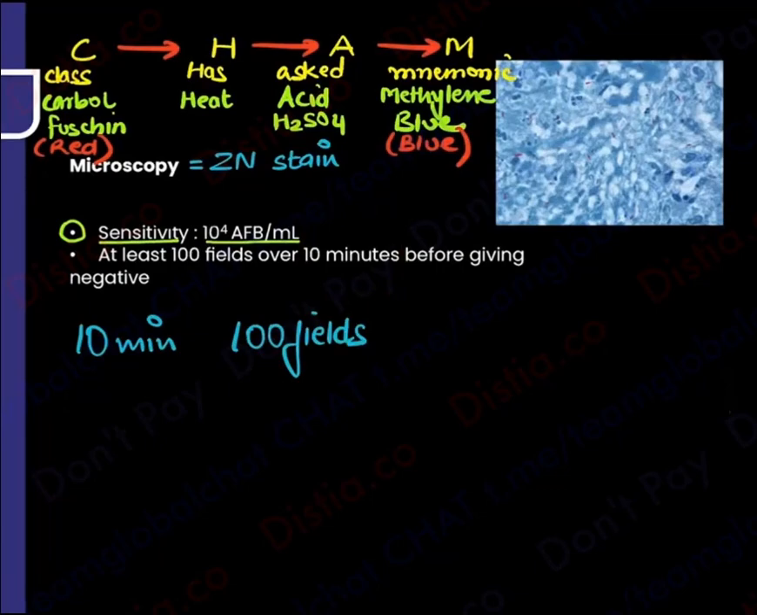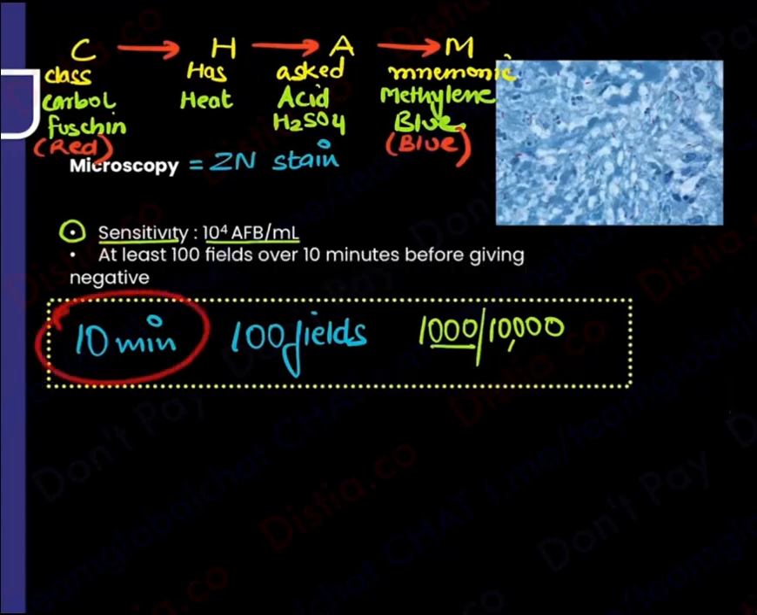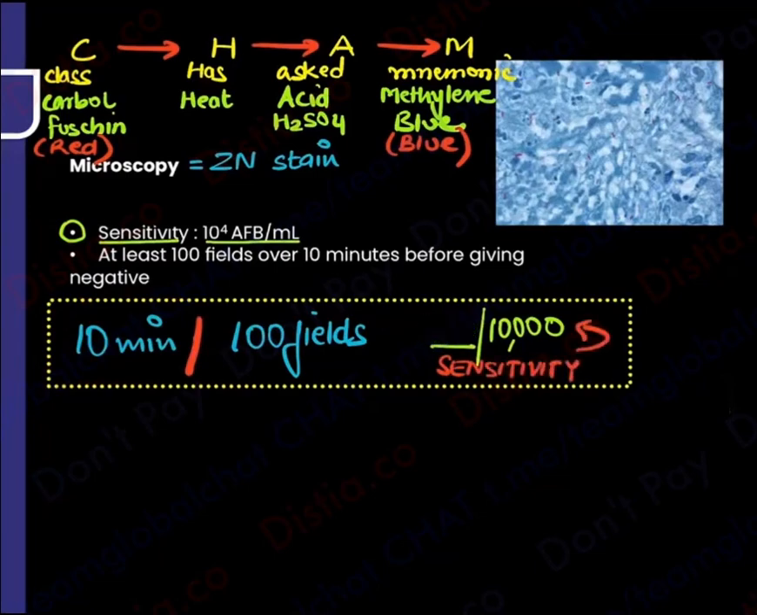And guys, what is the sensitivity? 10 to the power 3 to 10 to the power 4. 3 means 1000, 4 means 10,000. So basically I have made a rule of 10, 100, 1000, 10,000. You have to see every slide for 10 minutes. This means you have to see 100 fields, and the sensitivity is going to be 10 to the power 3 to 4, or you can do double also. If you don't want to learn 10 to the power 3, you can just square 10, so you get 100, and then you add another league, that is 10,000. 10, 100 and 10,000 are the acid-fast bacilli per ml.